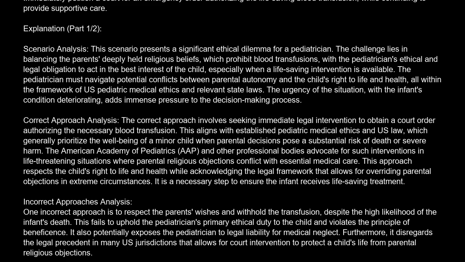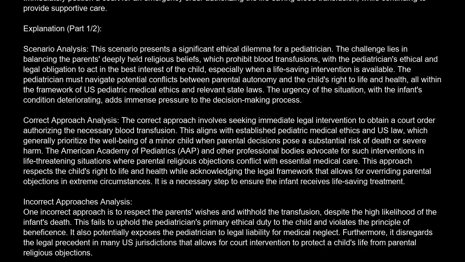The pediatrician must navigate potential conflicts between parental autonomy and the child's right to life and health, all within the framework of U.S. pediatric medical ethics and relevant state laws. The urgency of the situation, with the infant's condition deteriorating, adds immense pressure to the decision-making process.